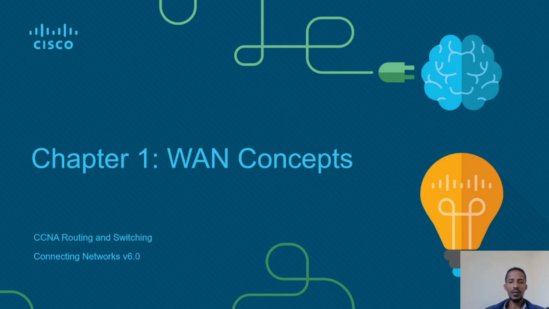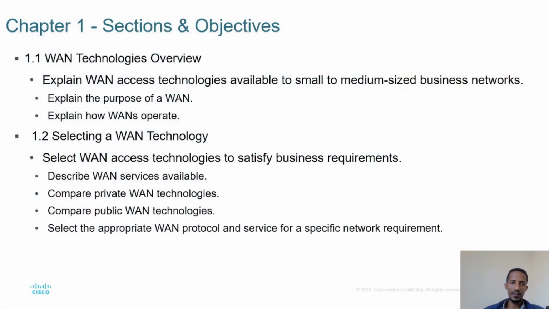So let us discuss one concept: WAN. As you know, when we say WAN, it's beyond some geographical scope. An example of a WAN is usually the internet. So we'll see here an overview of the different WAN technologies, and we'll also select different WAN technology options.